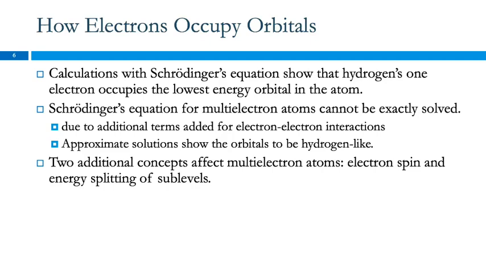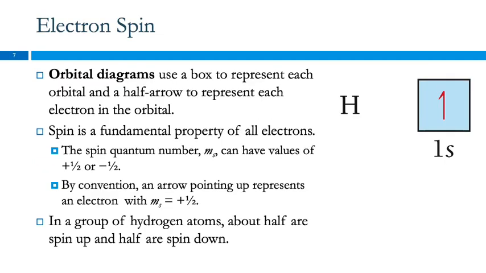The two things that we do need to think about in multi-electron atoms are electron spin and energy splitting of sublevels. So electron spin, this is the fourth quantum number m sub s, and it has values of +1/2 or -1/2. So we can think of this as spin up or spin down. It's just a property of the electron.